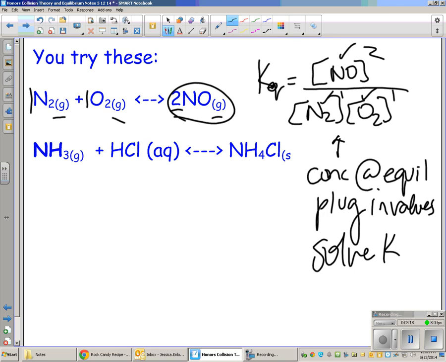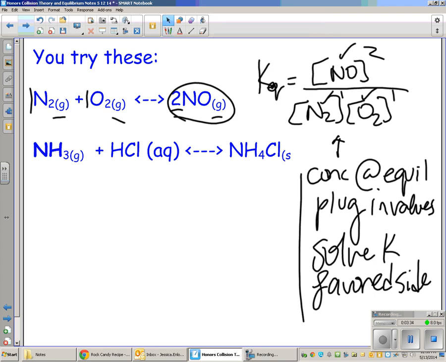I just have to know the value of it, right? If it's greater than 1, I say products favored. If it's less than 1, reactants favored. So I can solve for K, and I can determine the favored side. So once I plug something in, I can do all of that. It's kind of nice because it's an easy expression. All right, look at this next one.